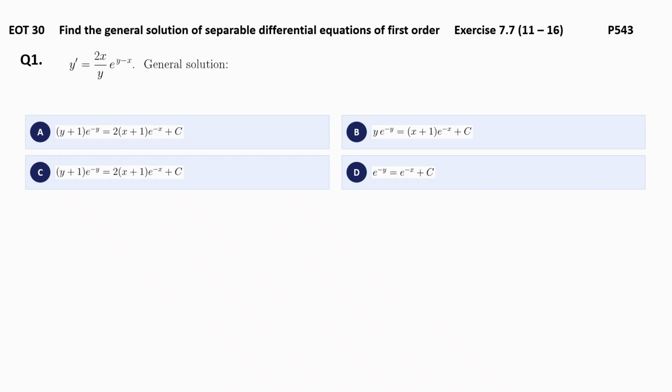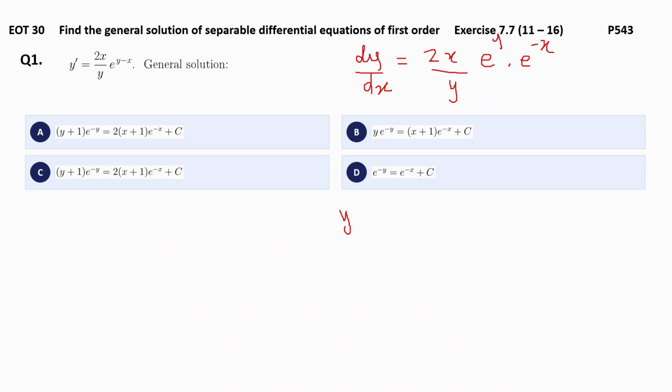So if you notice here, let's first group it. So it becomes dy by dx, which is equal to, I'm going to split it, 2x over y. How to split? e power y times e power negative x. Let's bring all our y's on one side and x on the other side.